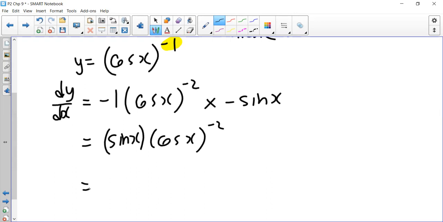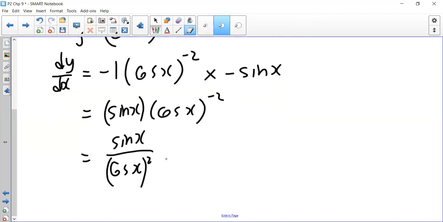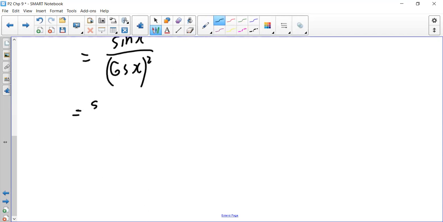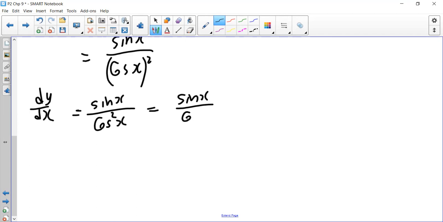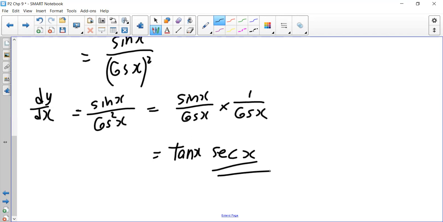So what can we do to rewrite this? We can write it as sine x over cos squared x. So the left hand side is dy by dx. We can do something about it because cos squared x is cos x times cos x. We can write it as sine x over cos x times 1 over cos x. Sine over cos is tan x. 1 over cos x is sec x. So the derivative of sec x is tan x sec x.